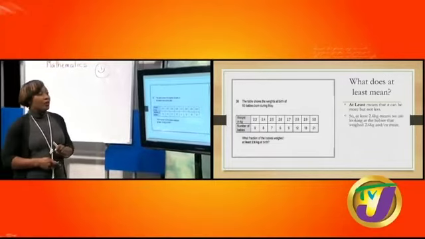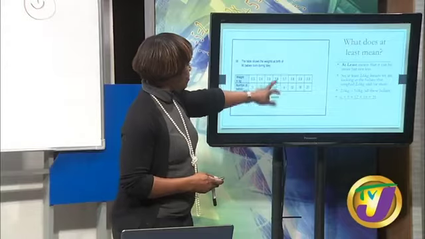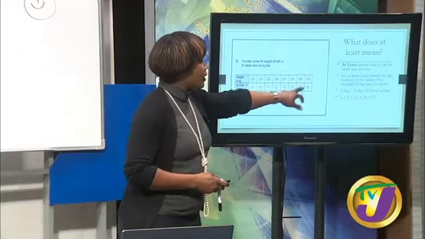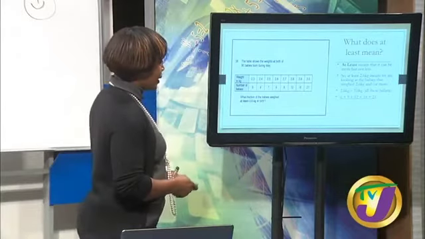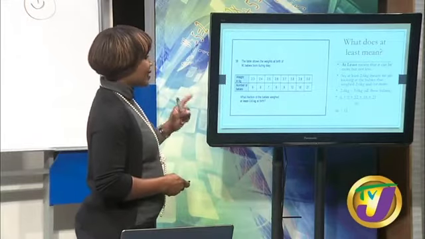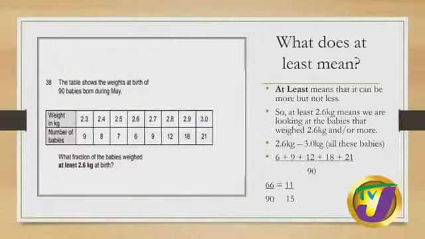So let's look at the question. This is what should have been done, as in the information I just went through. We need to add the number of babies that weigh 2.6, 2.7, 2.8, 2.9, and 3.0. And that would total 66 babies out of the 90 babies that were born in May.